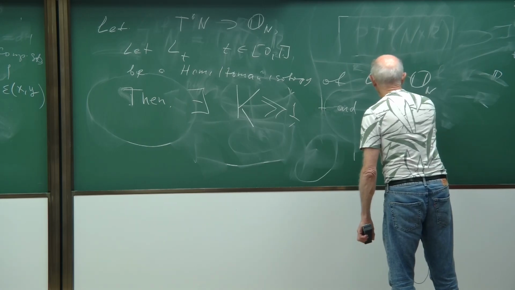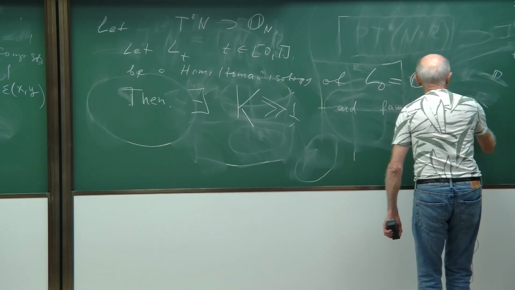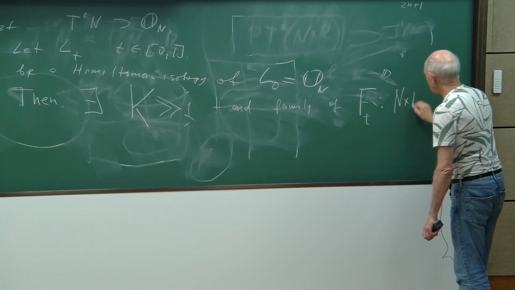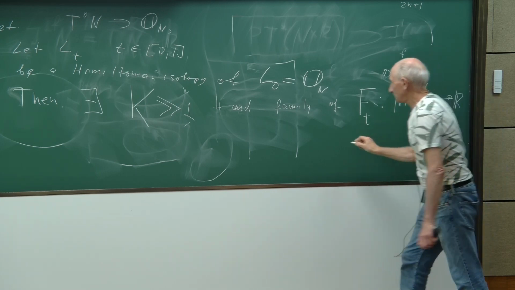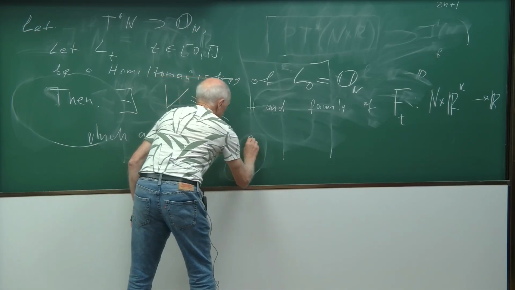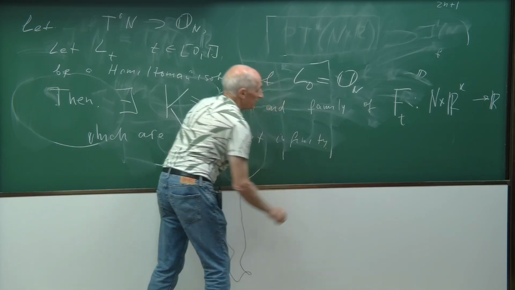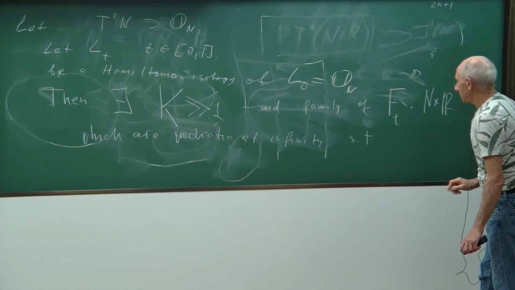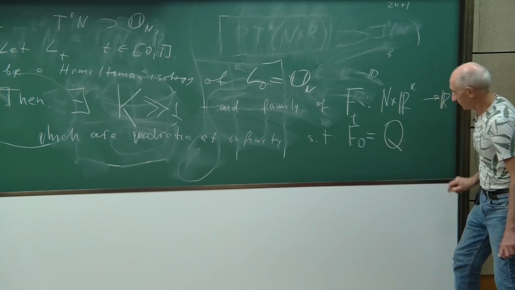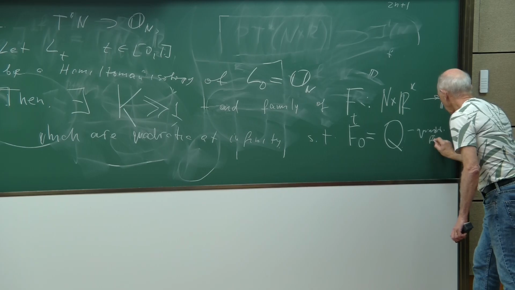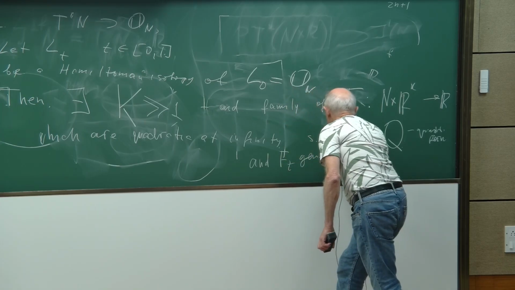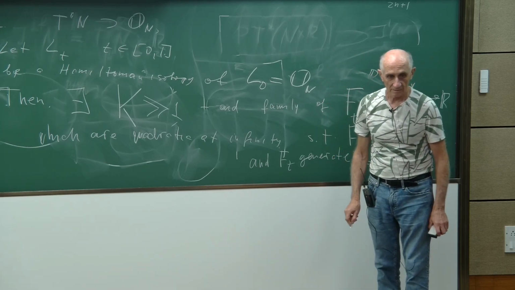such that there is a family of functions f_t on N cross R^k, which are quadratic at infinity, such that f_0 is just equal to some quadratic form, and f_t generate L_t.